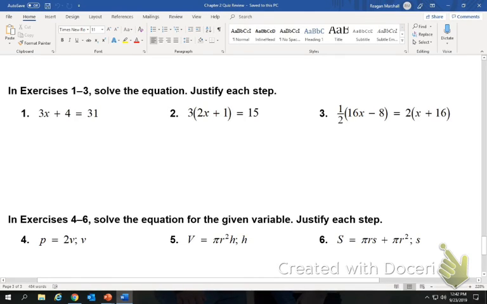We're going to do number 2. It's to solve the equation and justify each step. So what would my first step be? Distribute. So 3 times 2x is 6x. 3 times 1 is 3. So I would write off to the side distributive property.